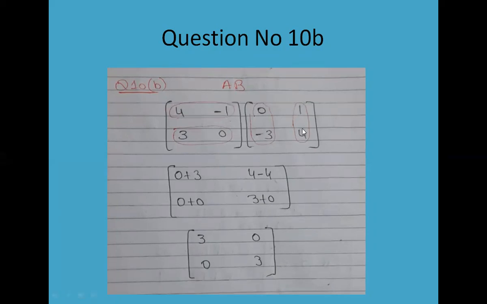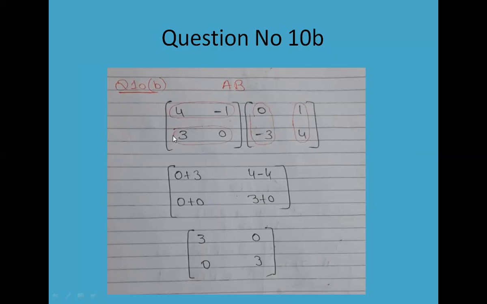Then this first row will multiply with the second column. So you will have 4 multiply 1, that will be 4, and -1 multiply 4, that will be -4. Then it is the second row's turn, because there are no more columns left. The second row will multiply with the column. 3 will multiply with 0, it will be 0, plus 0 multiply with -3 will be 0.